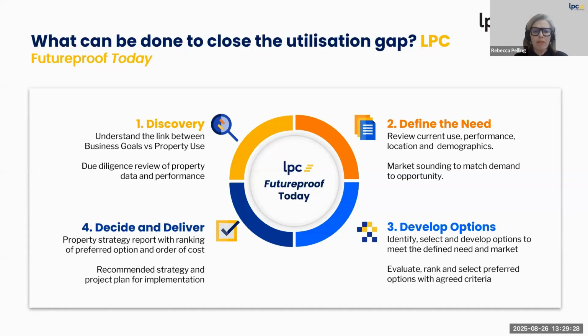Next, let's briefly talk about define. This is where we frame the real need. We review performance, for example, from the utilisation data. We look at the location relevance and the workforce demographics, and we test the market to understand what options are available. This gives us a clear picture of demand matched to option.